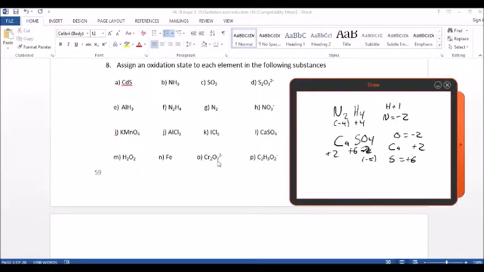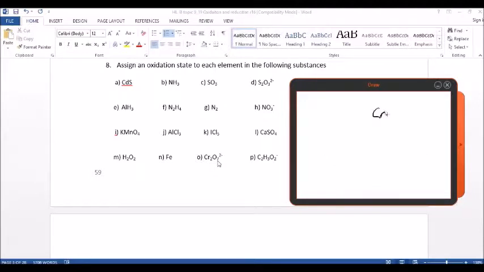Okay, so Cr2O7, dichromate ion. Oxygen's going to be -2. That's a total of -14. Therefore, to make it sum to -2, we've got to have +12, but there's 2 chromiums, so the chromiums actually are +6 apiece.